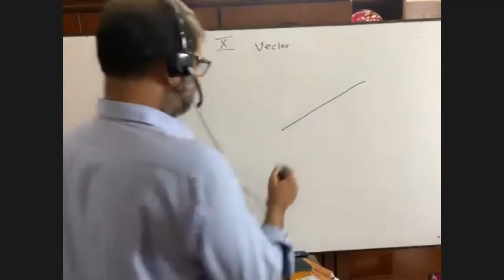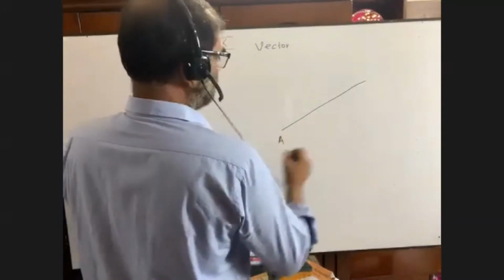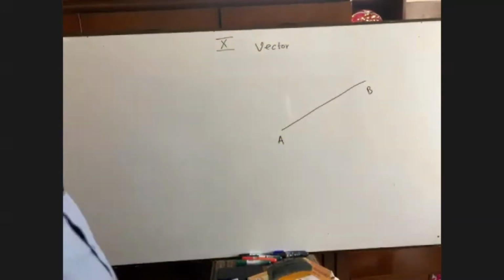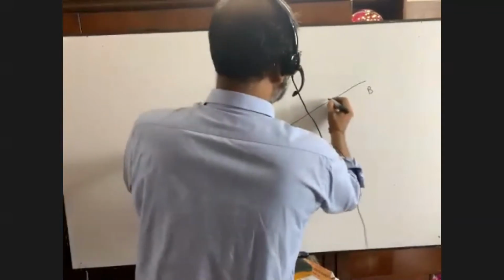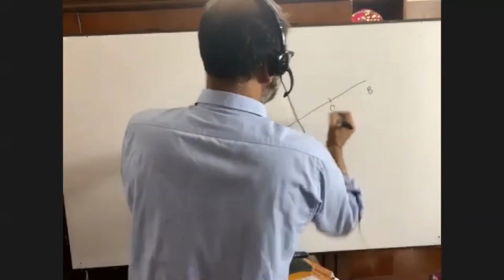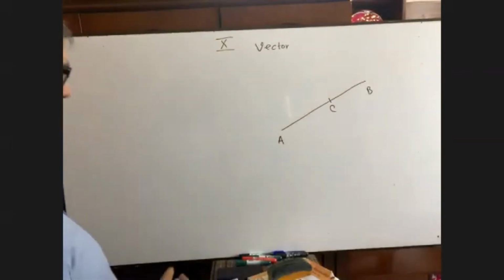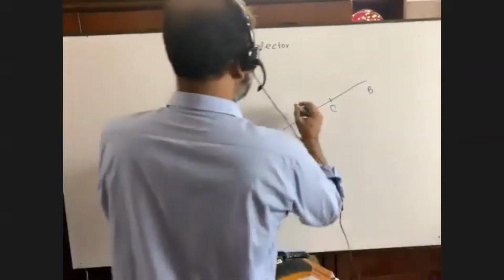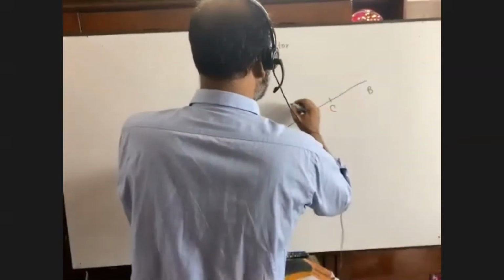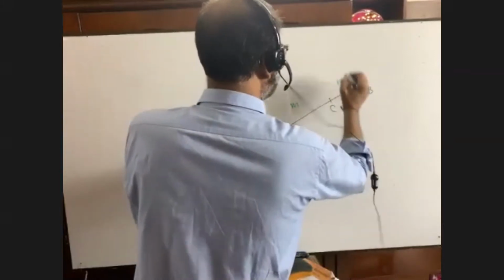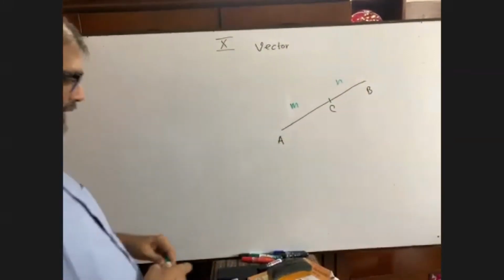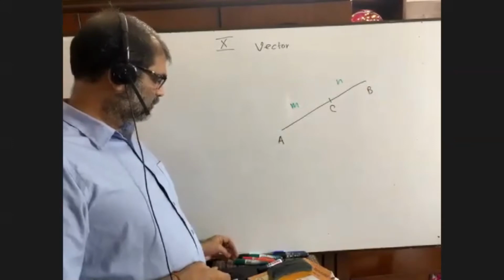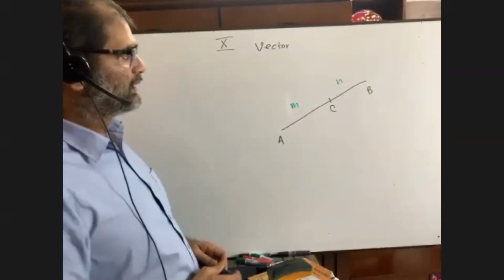Suppose it is A and it is B. C is a point C. The point C divides AB in the ratio of M is to N. You see, it is M, it is N. Okay, the straight line AB has been divided at the point C in the ratio of M is to N.